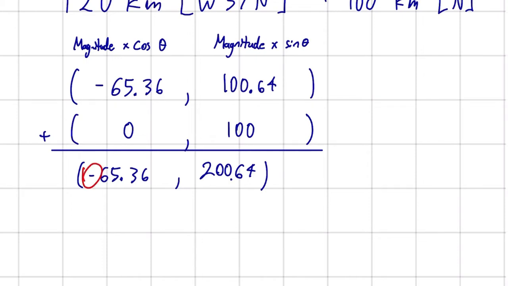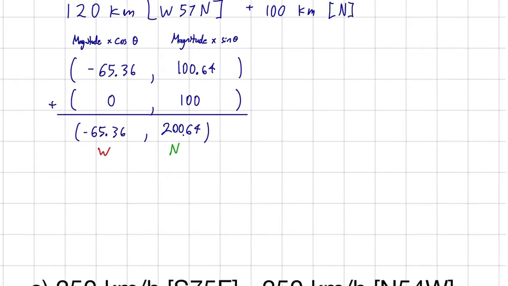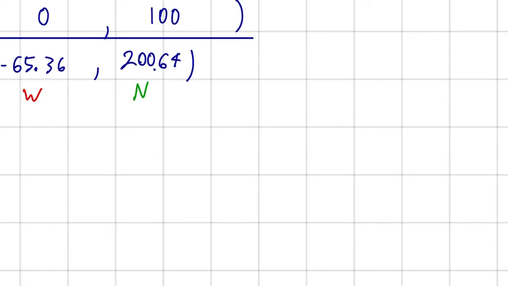And because this is a negative, we go to west. And because this is positive, it's going to be north. And remember, your first component of the vector always tells you whether you are in the east or west direction and how far. And the second tells you how far you are in the north or south direction. So let's sketch out this vector now. So the north component is 264, or 200.64 rather.